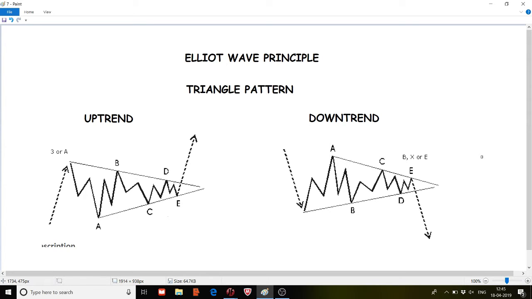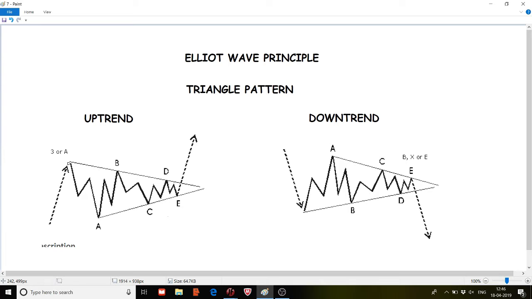So, before finding the pattern, you need to keep in mind that the pattern should look like it is contracting. And you can notice this pattern in an uptrend and in a downtrend as well. The hypothetical structure will look like this. It will consist of wave A, this is wave B, and wave C, wave D, and wave E.